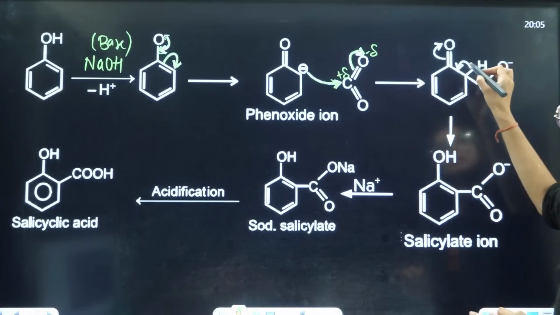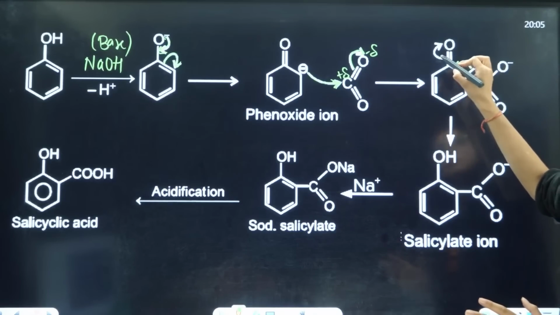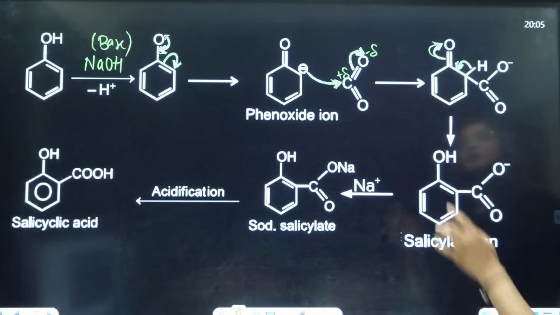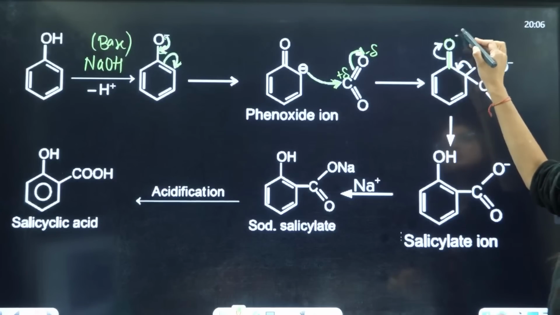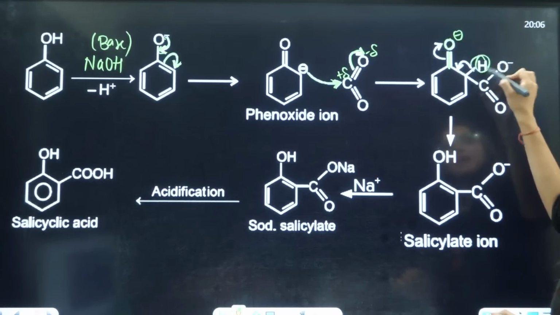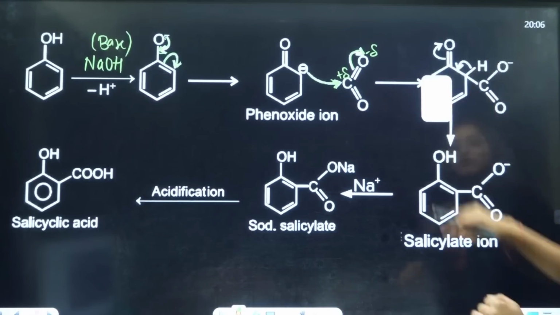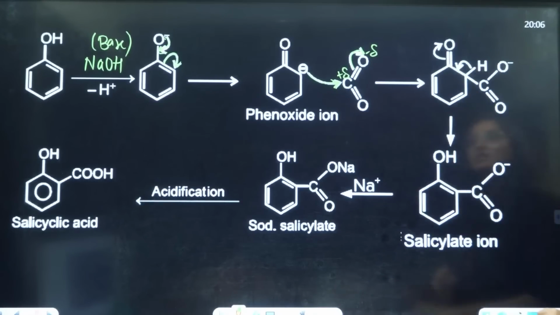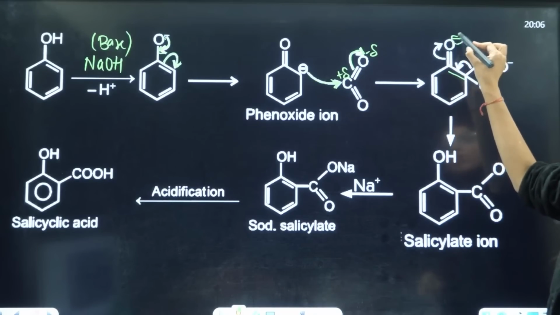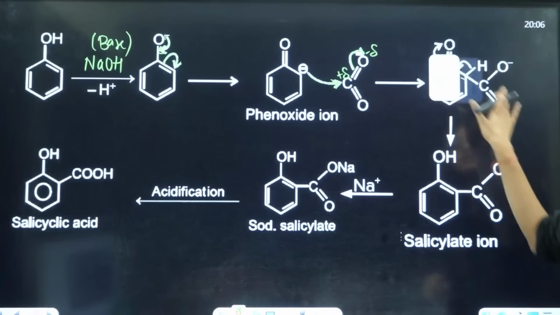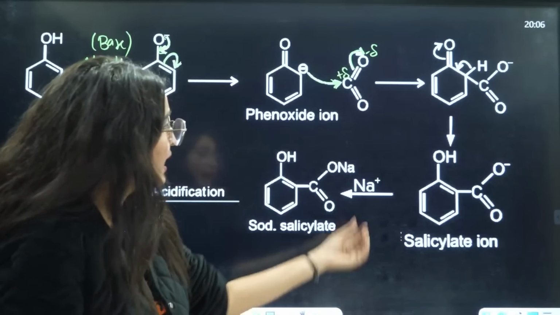What is happening? This electron is shifting here, this pi bond is shifting here. Here you will have this single bond, this is O negative, and this H positive will be placed here. And hence you will have the formation of OH here. Here you will have O negative to which H positive will attach, and this thing will be formed. Now, you just need to add Na positive.